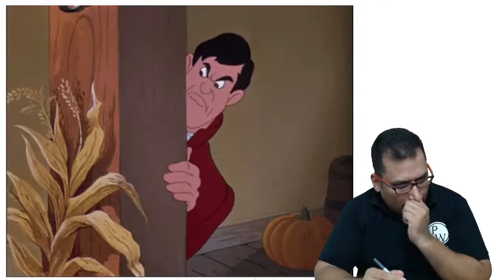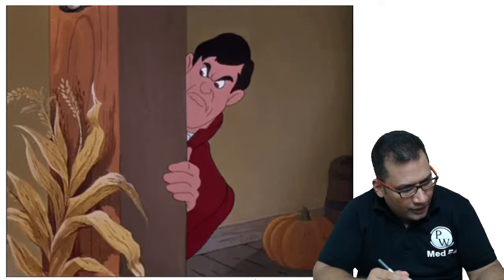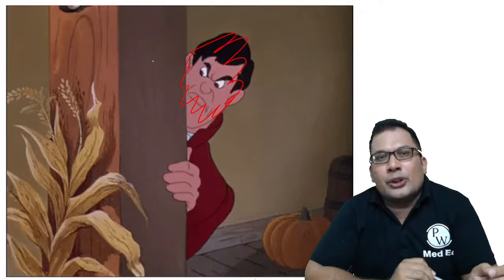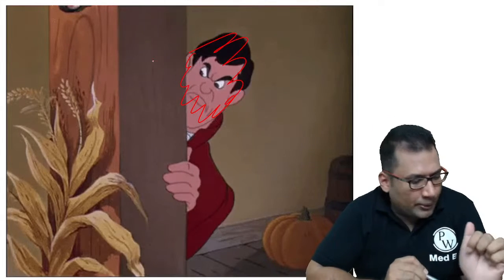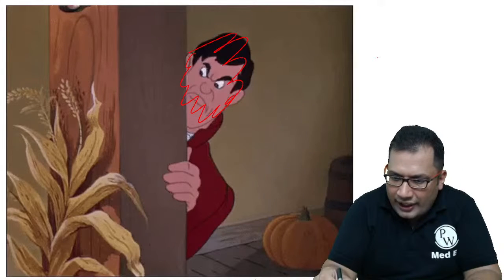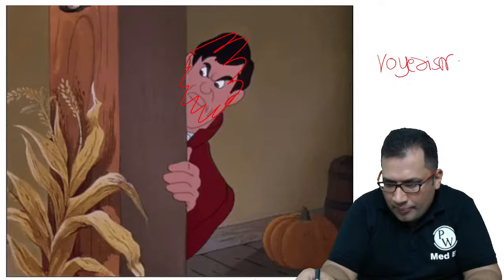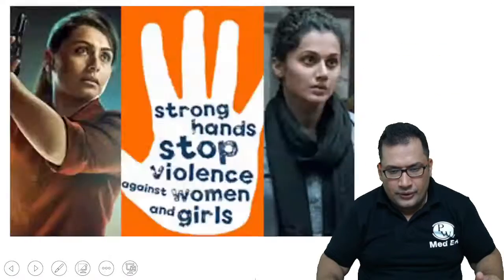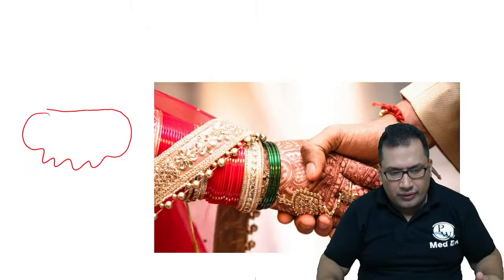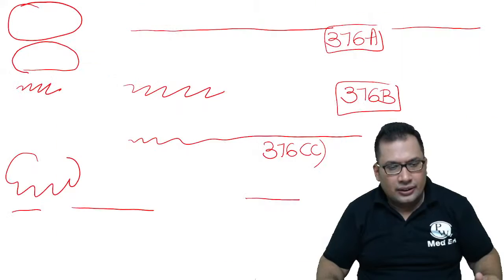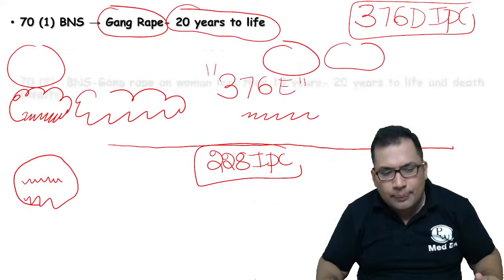So what is this sexual perversion? Anyone can identify? It is also known as peeping tom. The sexual perversion. So it is voyeurism, right? Voyeurism. Fine. So what you can see here, starting from 63 BNS, that is rape.